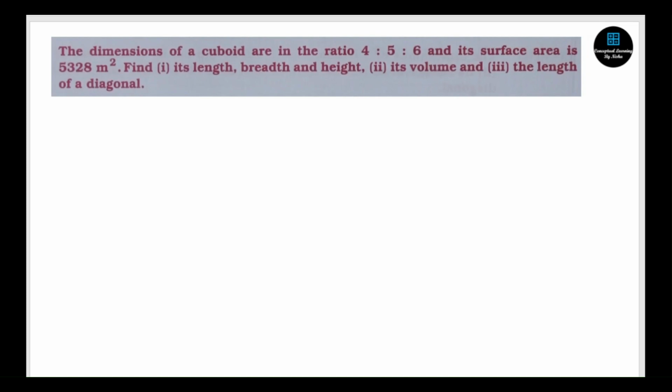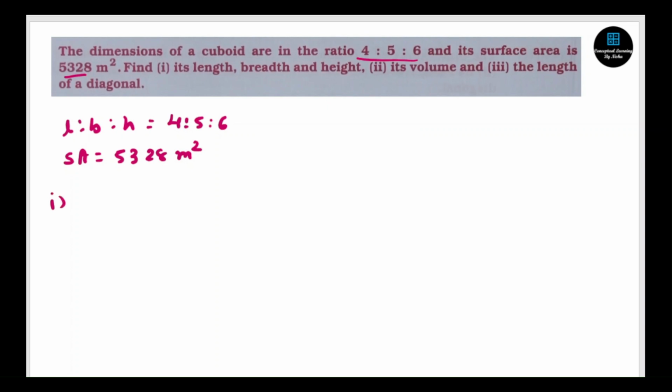Alright, okay, perfect. Now let's solve the next question. Here the dimension of cuboids are given in the ratio 4 is to 5 is to 6. Also surface area is given, right? So what we have given, let's write this. L is to B is to H is given as 4 is to 5 is to 6. And surface area is 5328 meter square given. We have to find the length, breadth and height, okay, volume and the length of the diagonal. Alright, so let's find one by one.